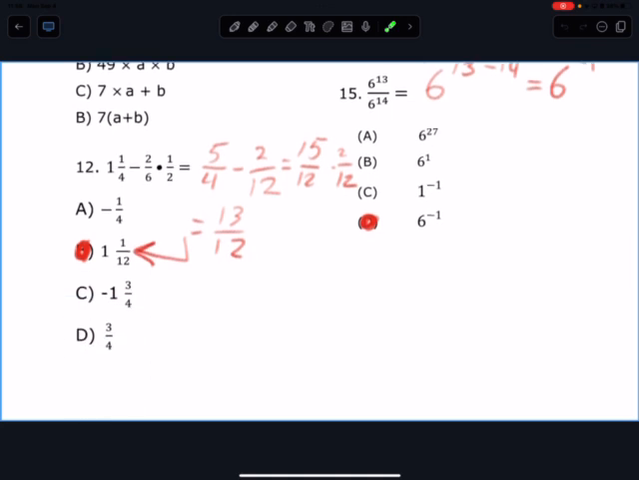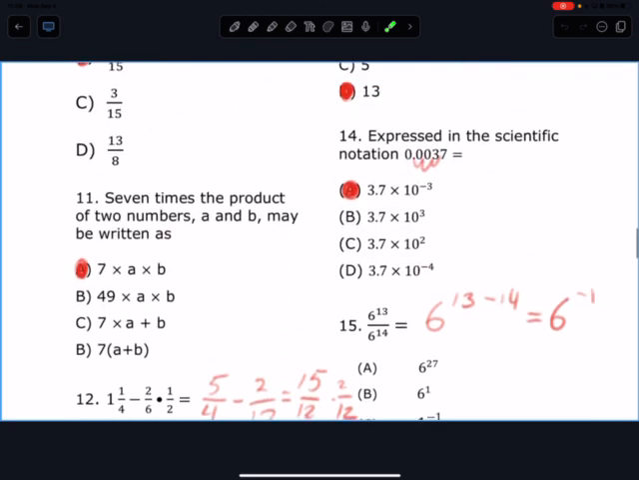12, same BEMDAS. Only difference is with fractions. You multiply 2 over 6 with 1 over 2, and then you subtract it from 5 over 4. And of course, the denominators are not the same. What you have to do, make the denominators the same. And then you subtract. 13 over 12, answer 1 over 12. Wow. Can that be easier? Of course not.